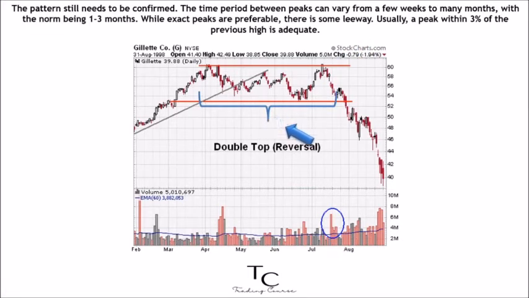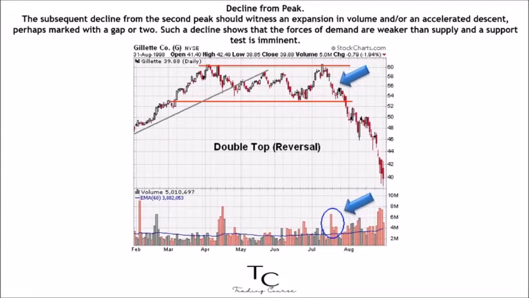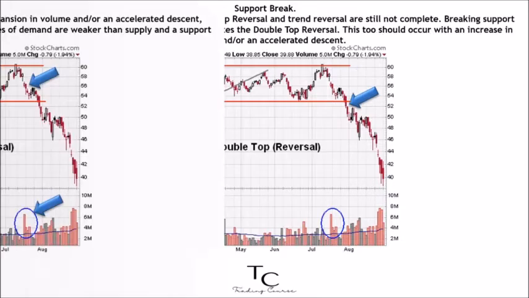The time period between peaks can vary from a few weeks to many months, with the norm being 1 to 3 months. While exact peaks are preferable, there is some leeway. Usually, a peak within 3% of the previous high is adequate. Decline from peak. The subsequent decline from the second peak should witness an expansion in volume and/or an accelerated descent, perhaps marked with a gap or two. Such a decline shows that the forces of demand are weaker than supply and a support test is imminent.